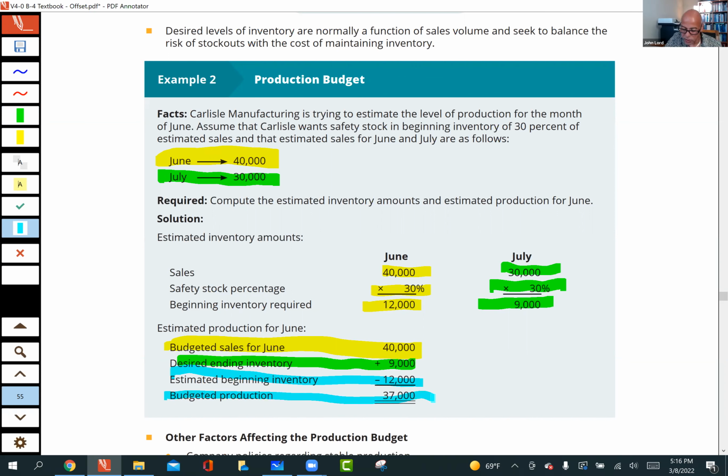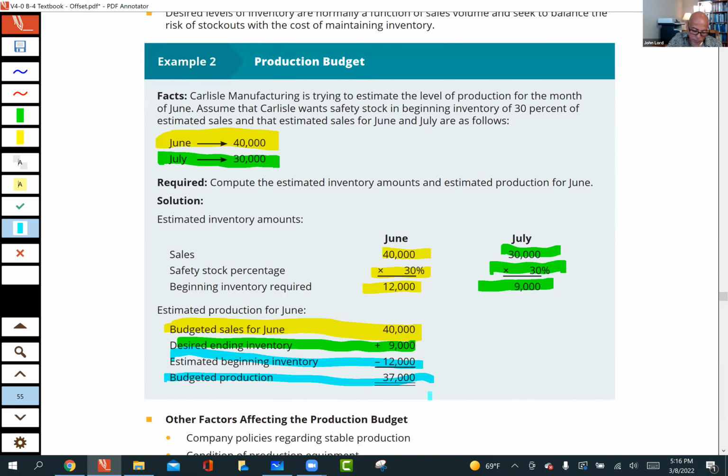Budgeted production is 37,000. The common mistake I see is students get confused right here about this little calculation right here. They say, what am I doing? Since you would have wanted to start June with what you need for June, you have to take the June sales and multiply that by whatever the desired percentage is and subtract that, because the assumption is you would have started June with that. Question?